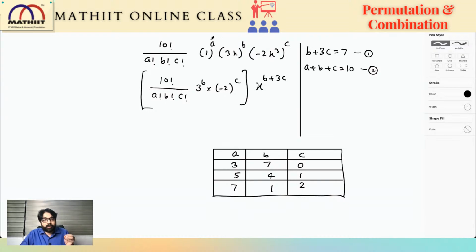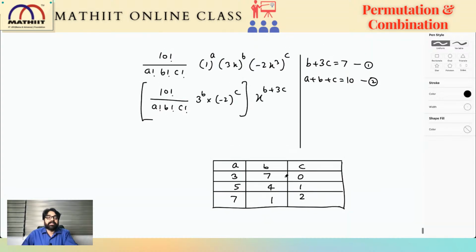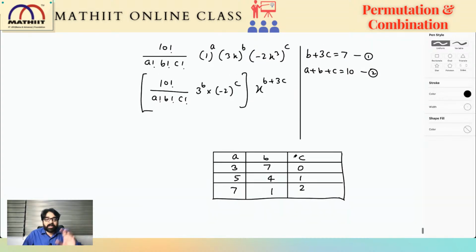The number of objects can be 0. Maybe this one is getting 0, that is fine. But how is it possible that A can get negative? So this is the total possibility. You know what this table means? This table means x power 7 will come under 3 conditions. There are 3 terms which contain x power 7.